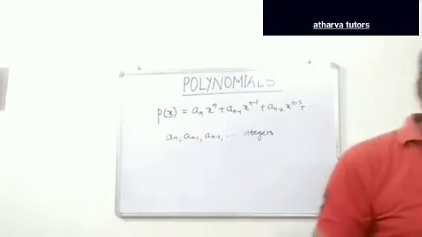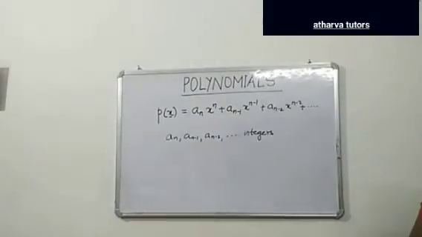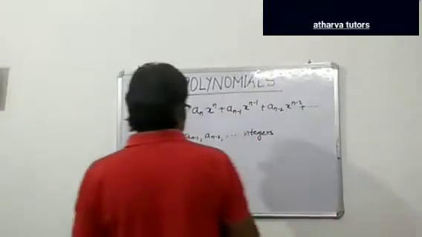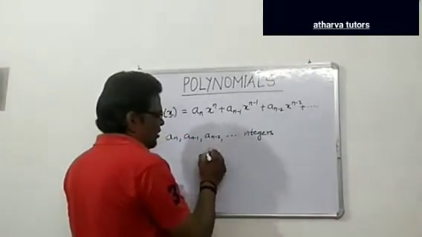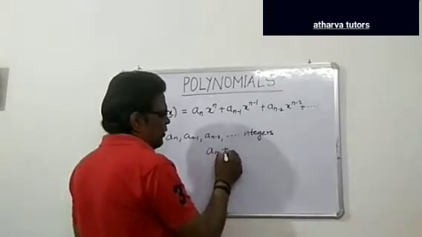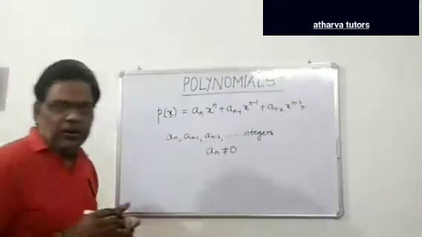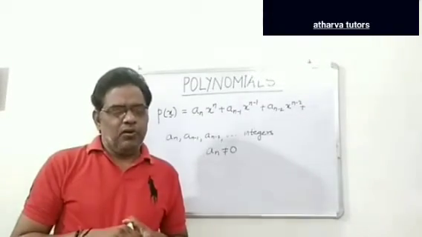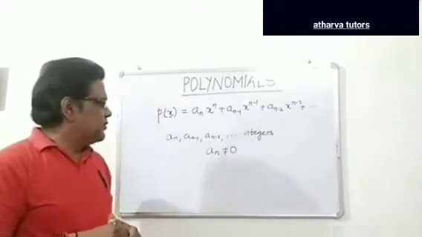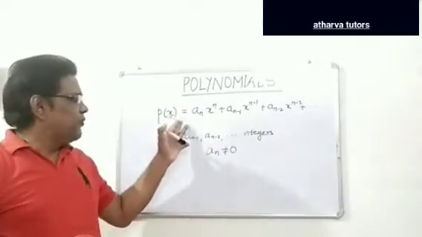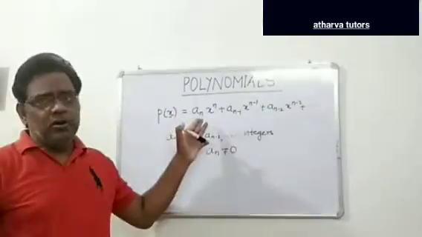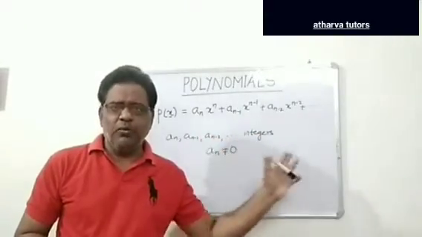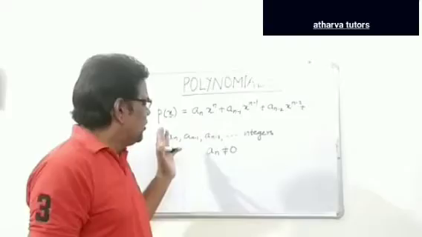So this was what you had studied in class 9. One more thing was there, and that was a_n should not be equal to 0. So dear students, this was polynomial in one variable.